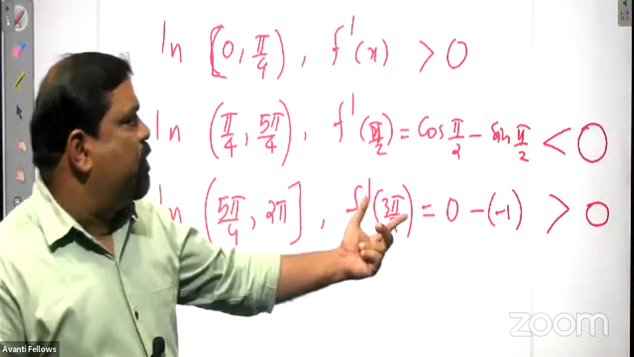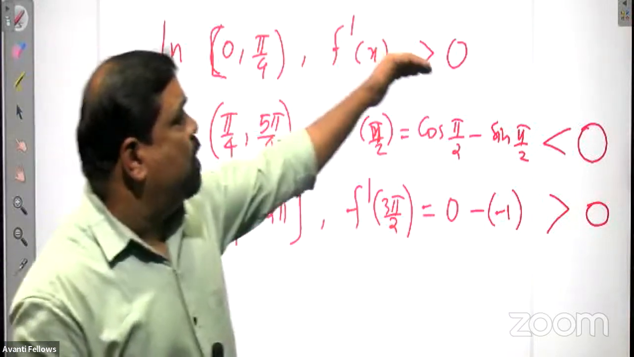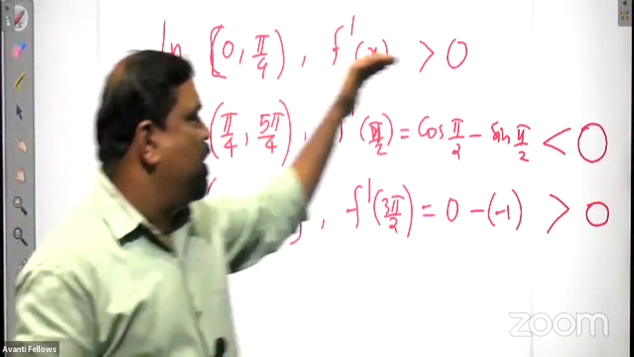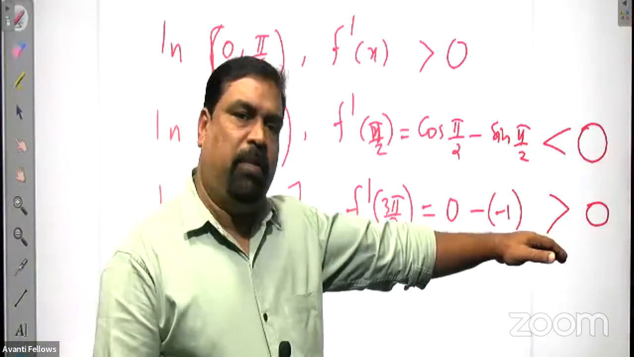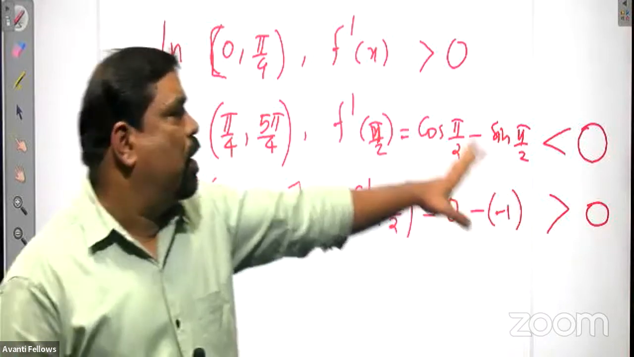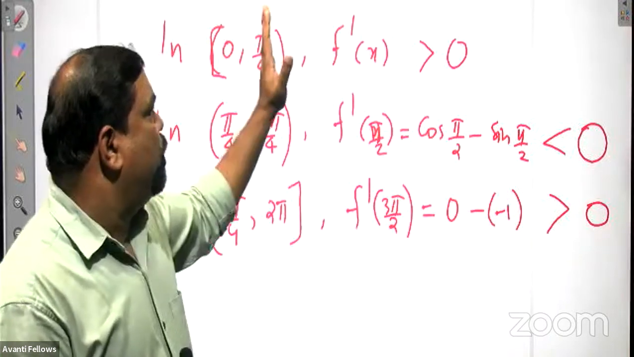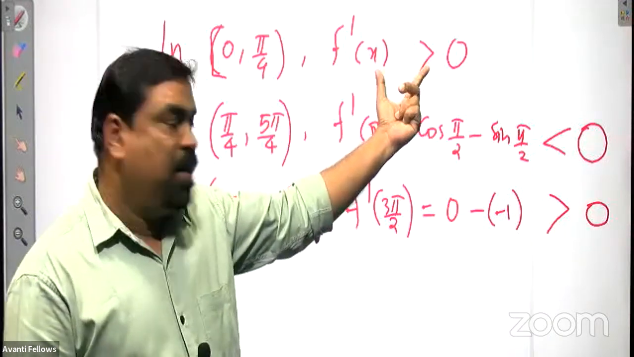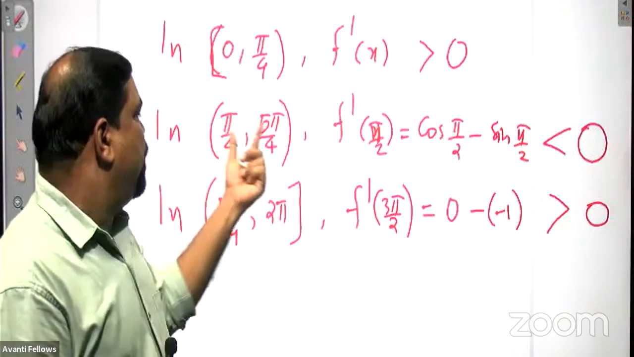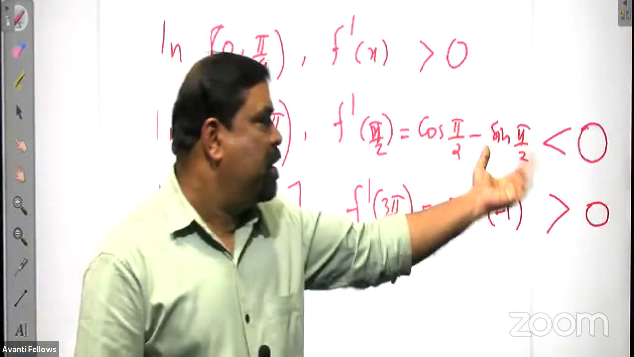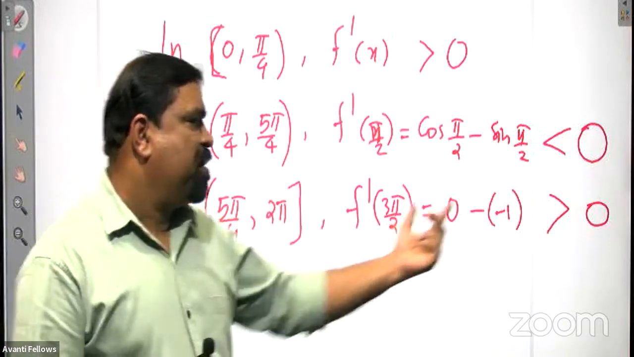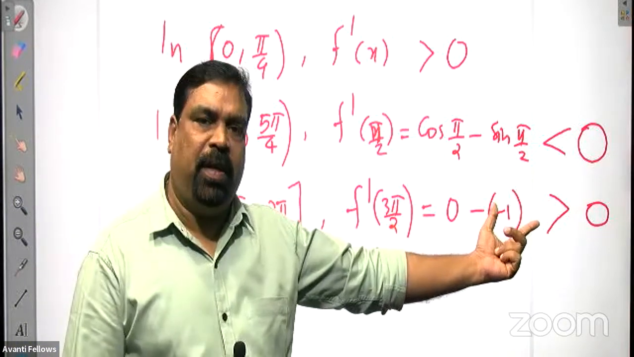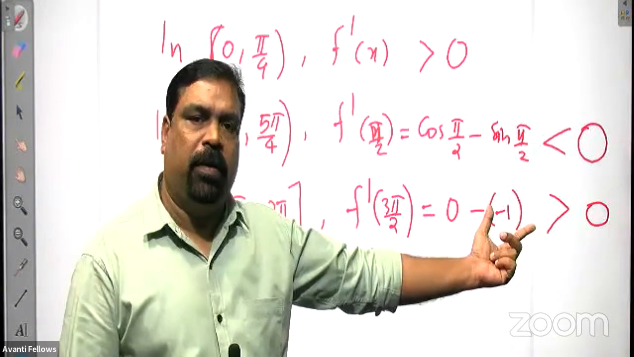So in this way, in the first interval the derivative is positive, in the second interval the derivative is negative, and in the third interval the derivative is again positive. So clear? So from 0 to pi by 4 this function is strictly increasing, from pi by 4 to 5 pi by 4 the function is strictly decreasing, and from 5 pi by 4 to 2 pi the function is strictly increasing.